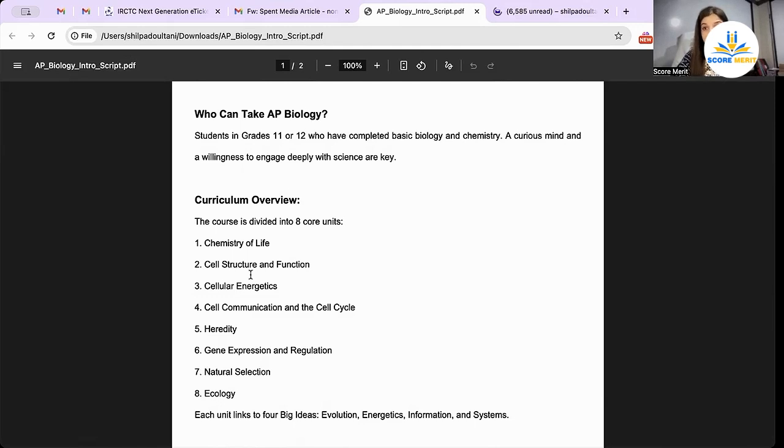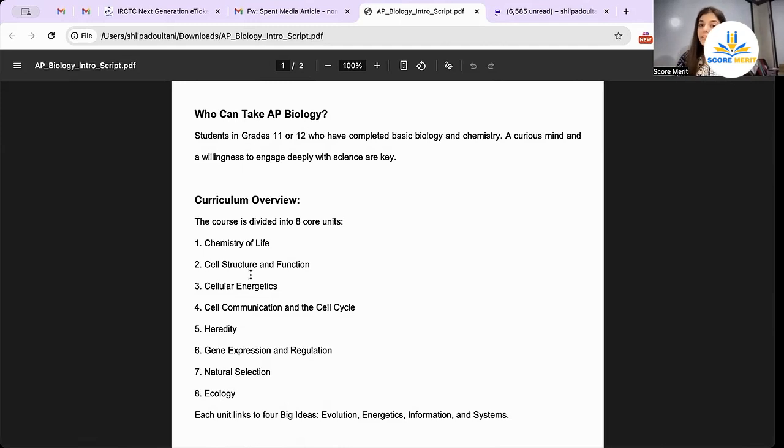Then the next is heredity, which comes under the genetic expression part, where we'll be talking about what genes are and how they carry information from one generation to another. Some information comes from paternal genes and some from maternal genes. So what has to be taken care of under genetics, we'll be tackling in heredity. Then gene expression and regulation: how to regulate gene expression, how to mask it, how to boost it, everything will be seen under that.